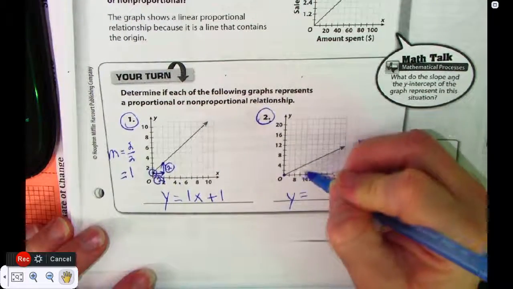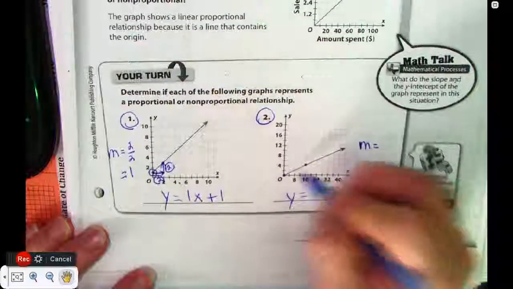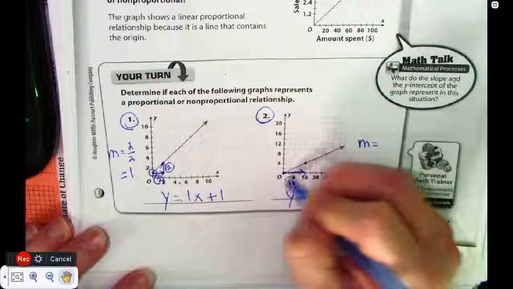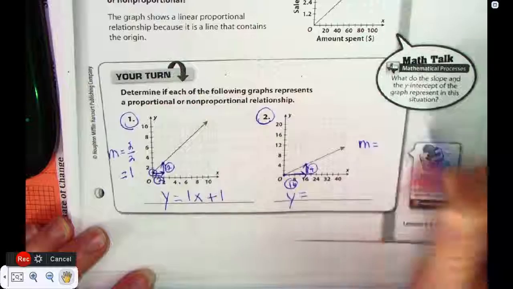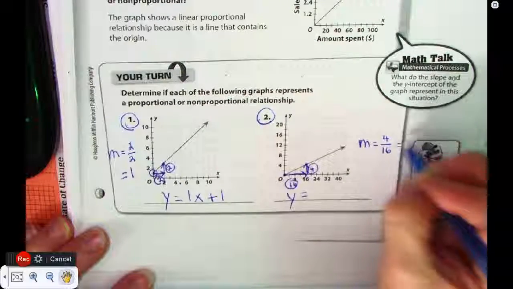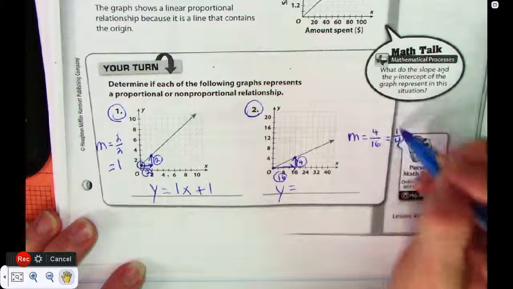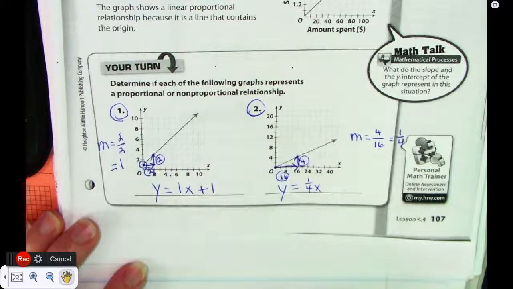So I'm going to just pick that one. I'm going to go over, how many? 16. And I'm going to go up 4. So 4 over 16 is 1/4. And if you did it on the calculator, you got 0.25, which is the same thing. So 1/4 x.